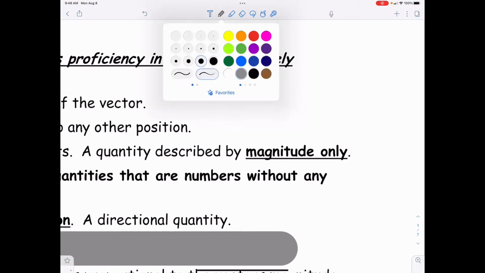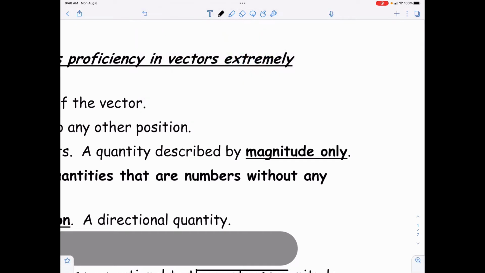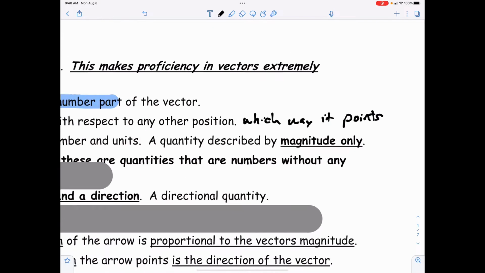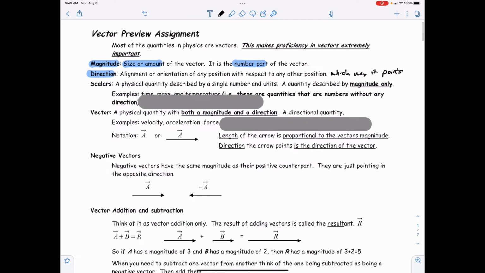In other words, which way it points. Which way the vector points is represented by the direction. If a quantity does not have direction, it is referred to as a scalar quantity. A scalar quantity has magnitude only. These are quantities that have no direction. Some examples include time, mass, temperature, distance, speed, energy, and voltage.